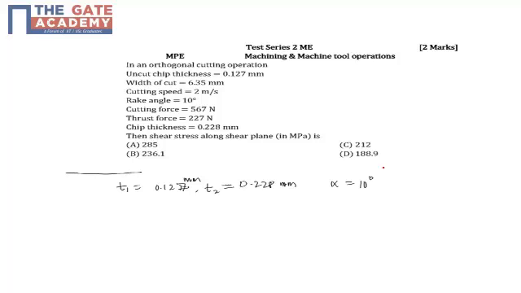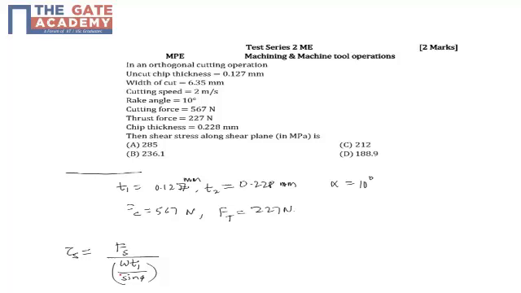The cutting force is denoted by Fc, which is 567 Newtons, and the thrust force is denoted by Ft, which is 227 Newtons. Now we need to find the shear stress along the shear plane. The shear stress along the shear plane is given by the shear force Fs divided by the area of the shear plane, which is W, the width, times the thickness before cutting, divided by sine phi, where phi is the shear angle. This is the expression for the shear stress along the shear plane.